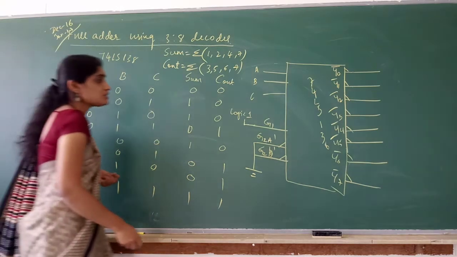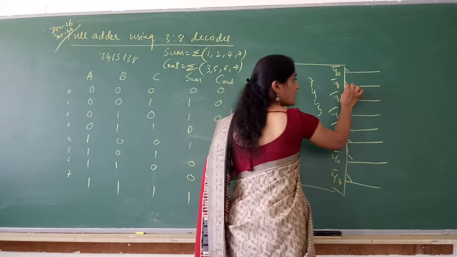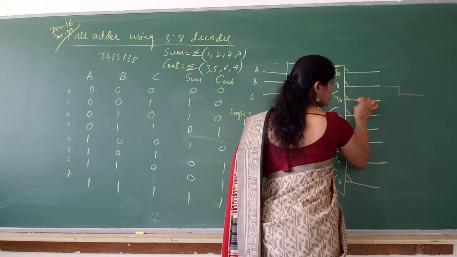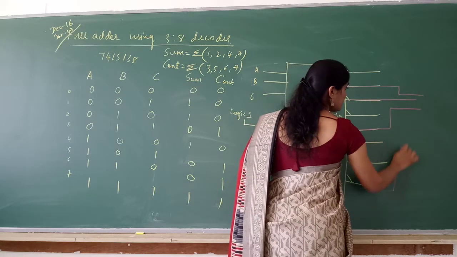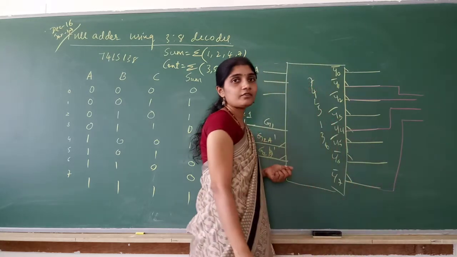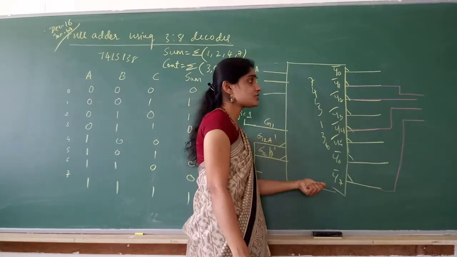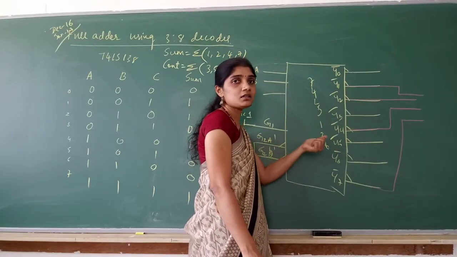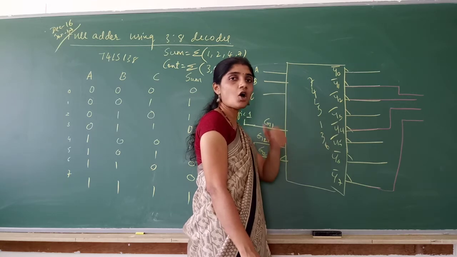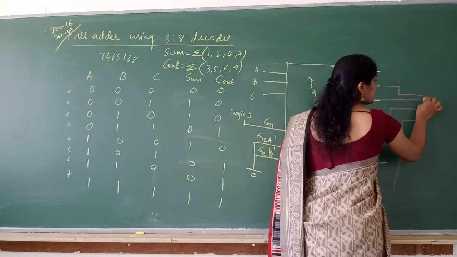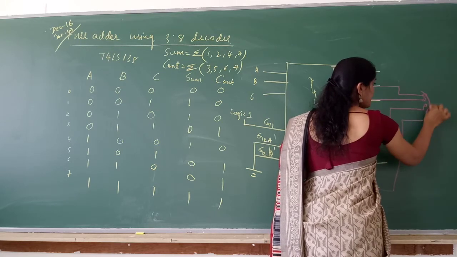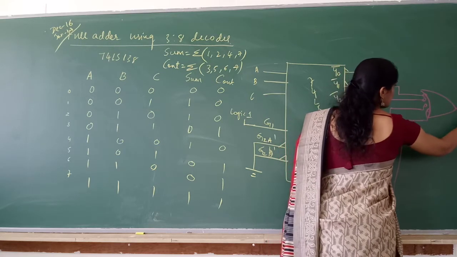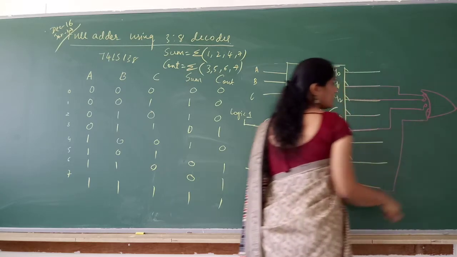So take 1, 2, 4, 7. Which is the gate that we will have to use? Outputs are active low, and I am implementing min terms. So the gate is a bubbled OR gate. Bubbled OR gate is the same as NAND gate. So either you can use a bubbled OR gate or a NAND gate. So this is sum. Okay.